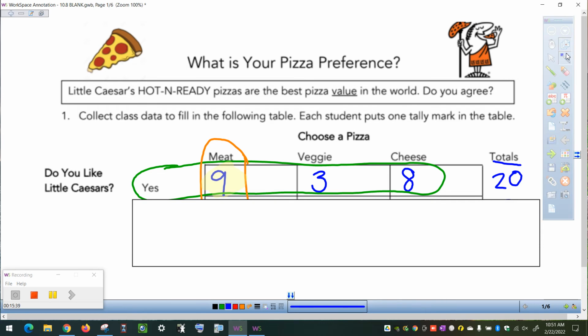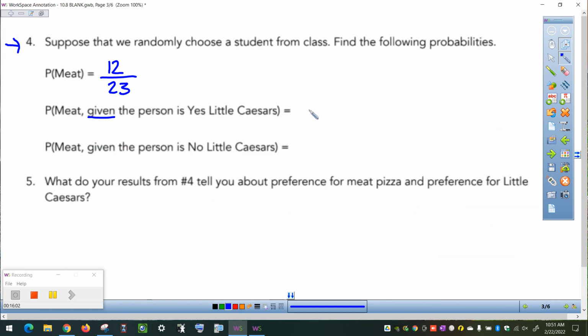Notice how it was a total of 20 students that said yes to Little Caesar. Of those 20 students, the ones who preferred meat were these 9 students here. So we'll answer this by saying 9 out of the 20 that preferred Little Caesars in the first place. Notice that we are changing our denominator. Instead of it being out of the whole class of 23, the denominator is matching whatever this condition is. The condition is that the person said yes to Little Caesars. It was only 20 people that said yes, so we get a new type of fraction.